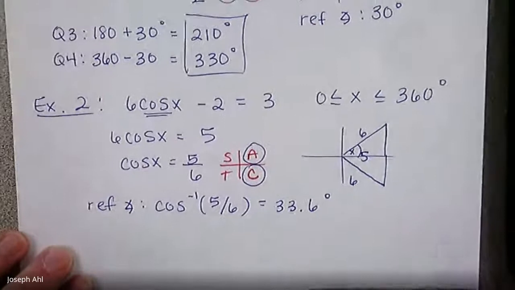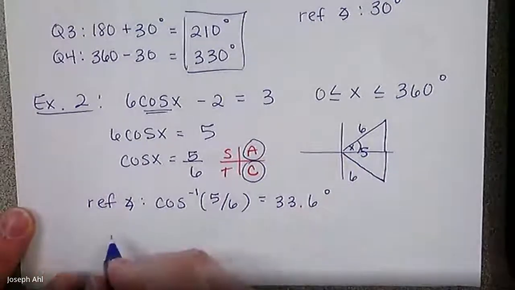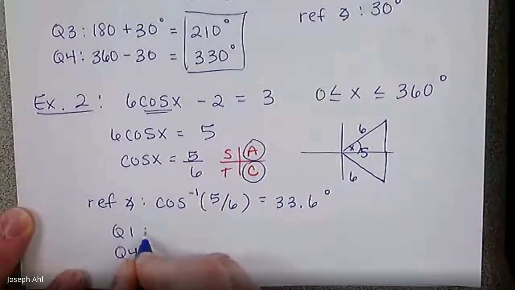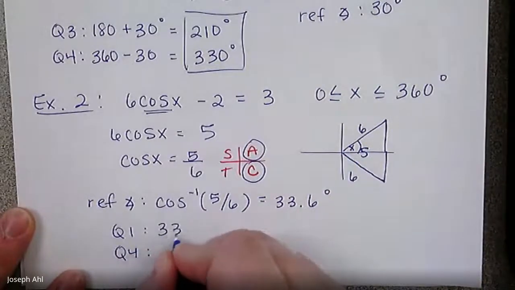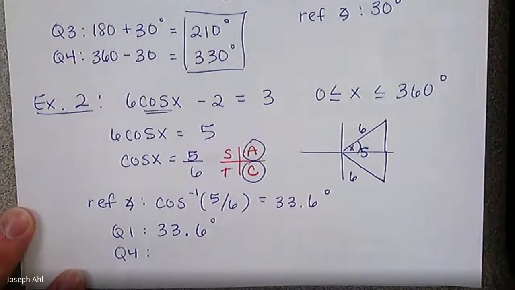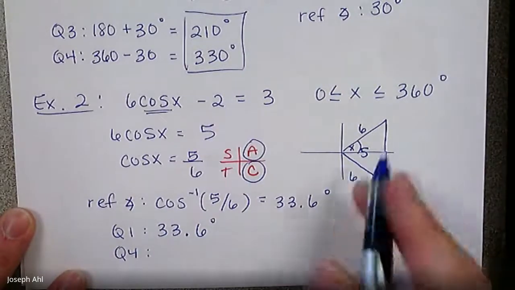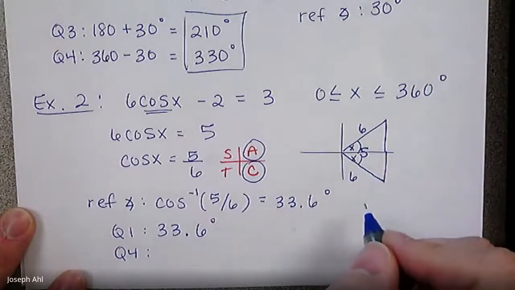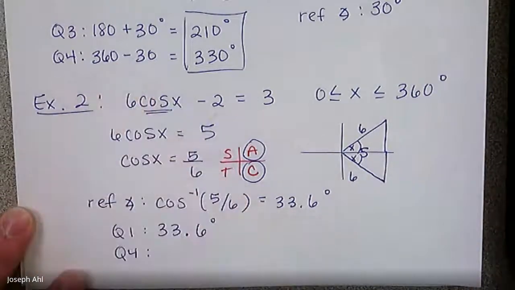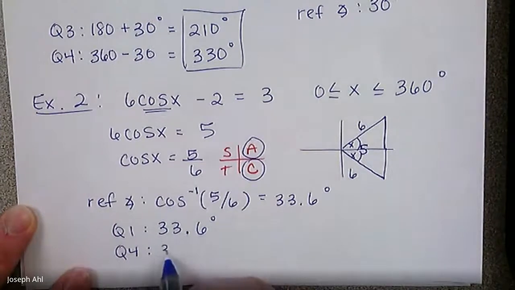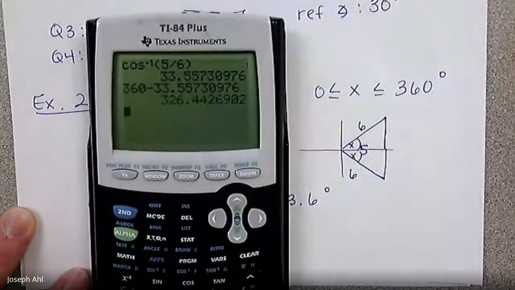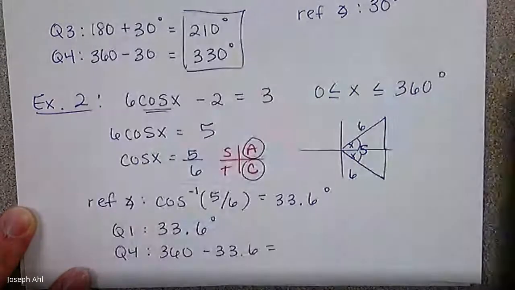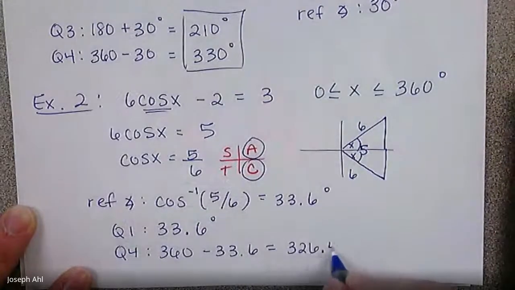So what do I have to do? I have to take that reference angle of 33.6 and I have to get a quadrant 1 answer and a quadrant 4 answer. Well, in quadrant 1, the reference angle is your answer, 33.6 degrees. How do I get the quadrant 4 answer if this is a reference of 33.6? It's the same rule that I used up in here for number 1. You're going to take 360 and subtract 33.6 degrees. So if you do 360 minus this answer right here, you wind up getting 326.4 as the other solution here.